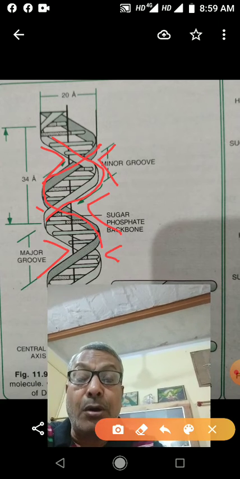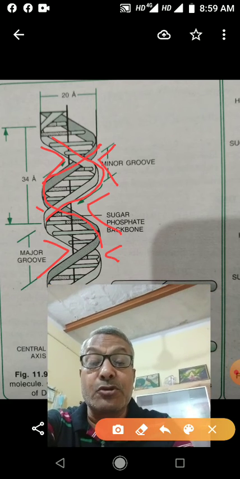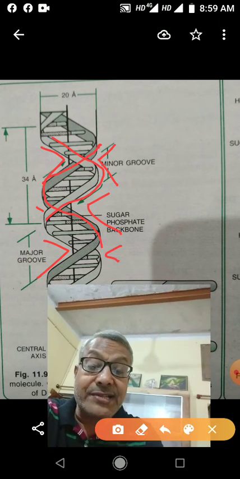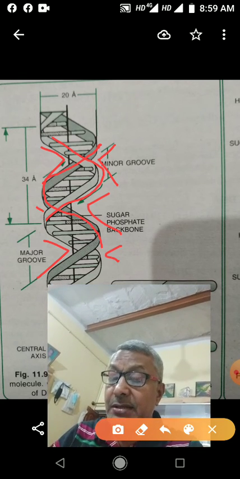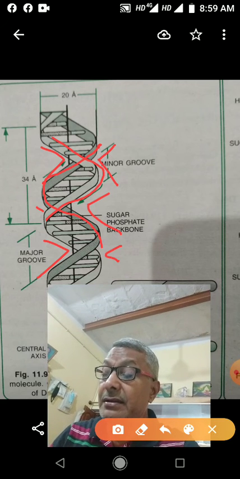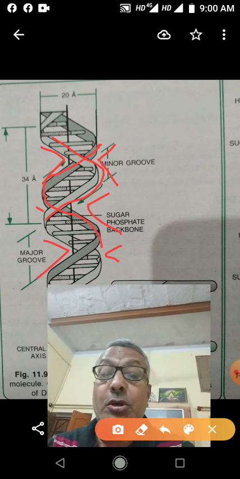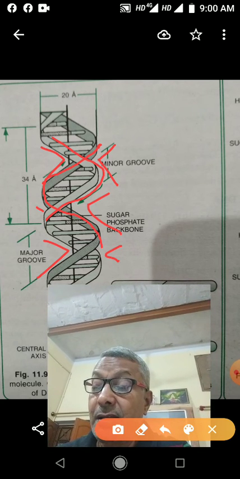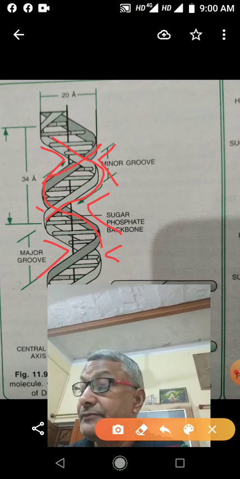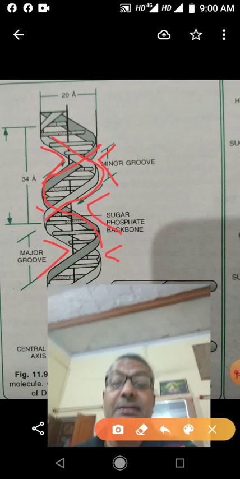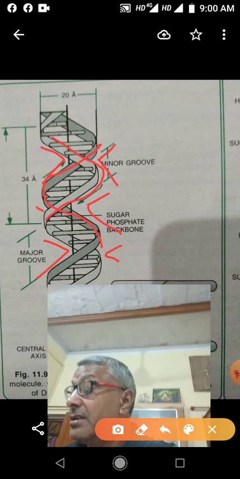So this is the DNA double helix model, and this model was proposed by James D. Watson and Francis H.C. Crick. And this model of DNA shows that DNA has the properties of genetic material. So with this model we can say DNA is showing the properties of genetic material.